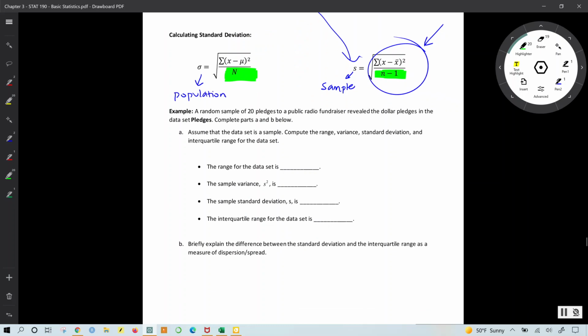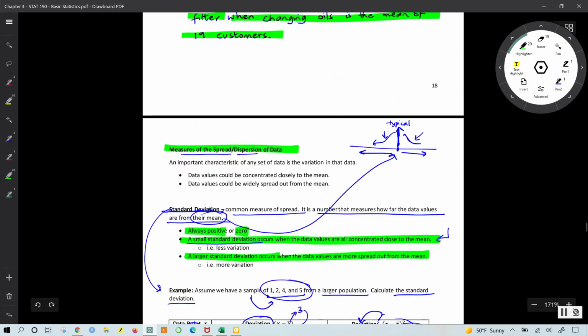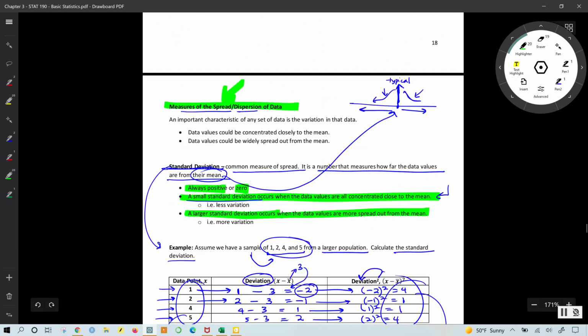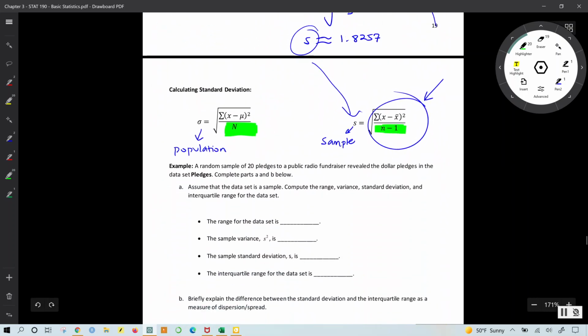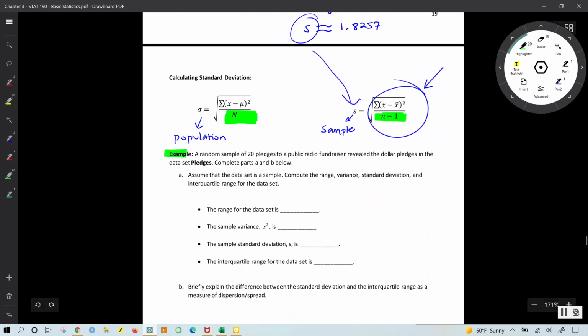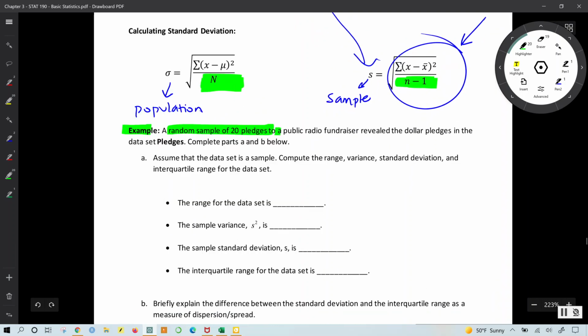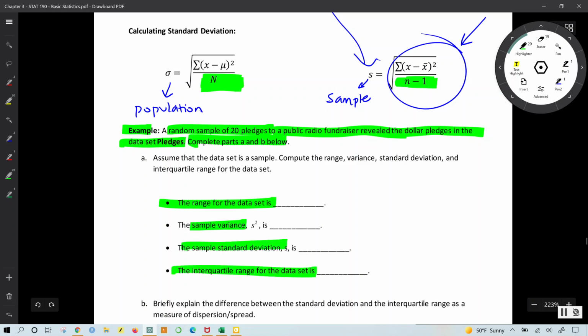Let's take an example of using technology now to compute standard deviation and other measures of spread or dispersion in your data. These are also called measures of variation, so please note that in passing. In this example, we're told that a random sample of 20 pledges to a public radio fundraiser reviewed the dollar pledges in the dataset pledges. We will see that dataset in a bit. We're to complete parts A and B below. We'd like to find the range, the sample variance, the sample standard deviation, and the interquartile range.